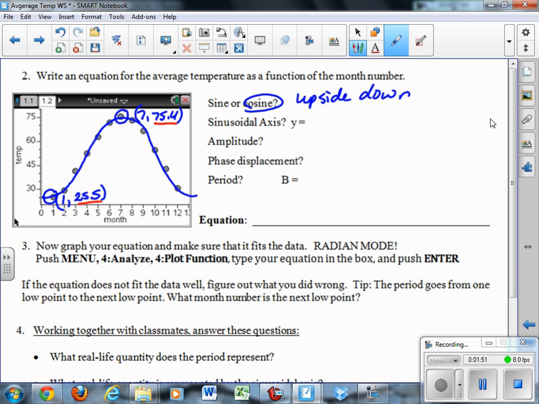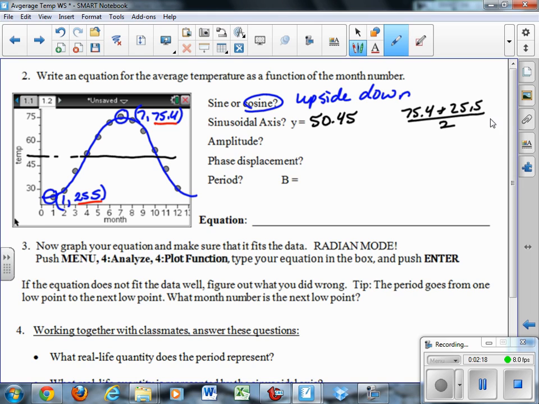So if we add up 75.4 plus 25.5 and divide it by 2, we end up with 50.45, and that's our sinusoidal axis. The amplitude then, so I'll just kind of draw this in, 45, 50, so it's kind of about right here.